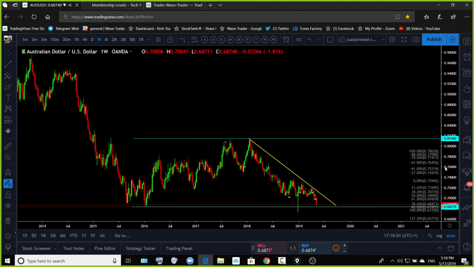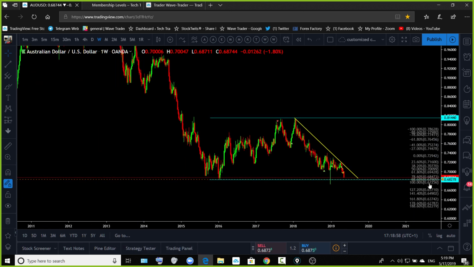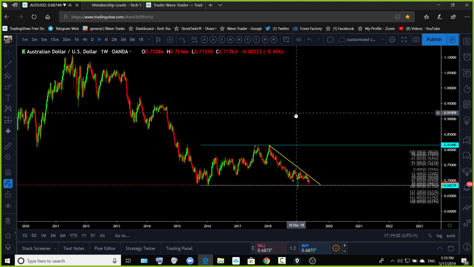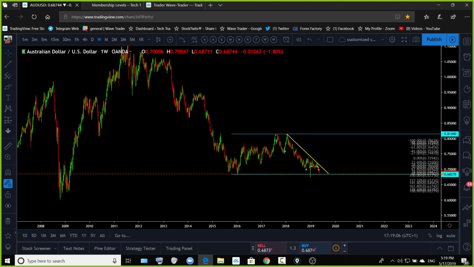So slowly pushing lower, we are not expecting the continuation. Continuation will be a disaster for Australia. Continuation means that this correction completed and the next impulsive wave starts. This is what we are not expecting. This will be a disaster, the currency will be very cheap. So we are not expecting that kind of move on the Australian dollar.